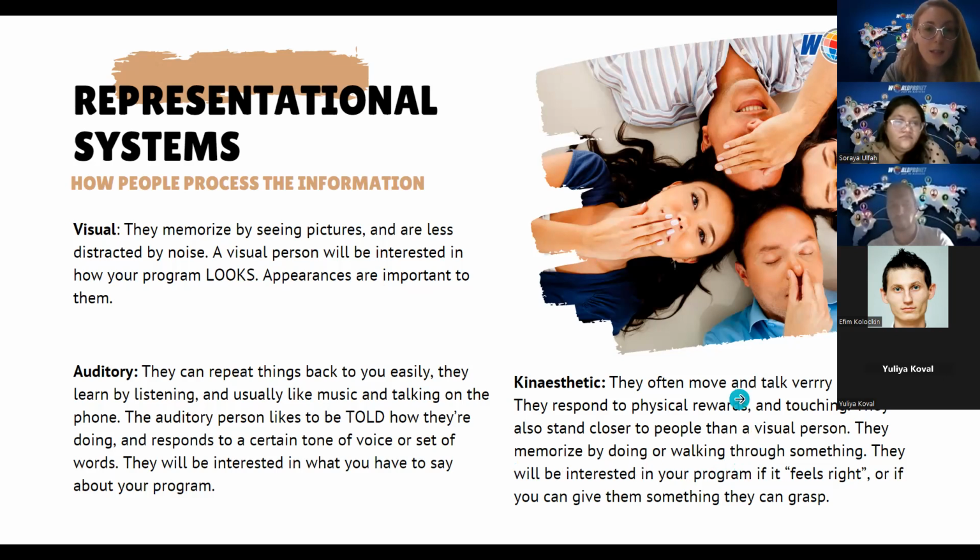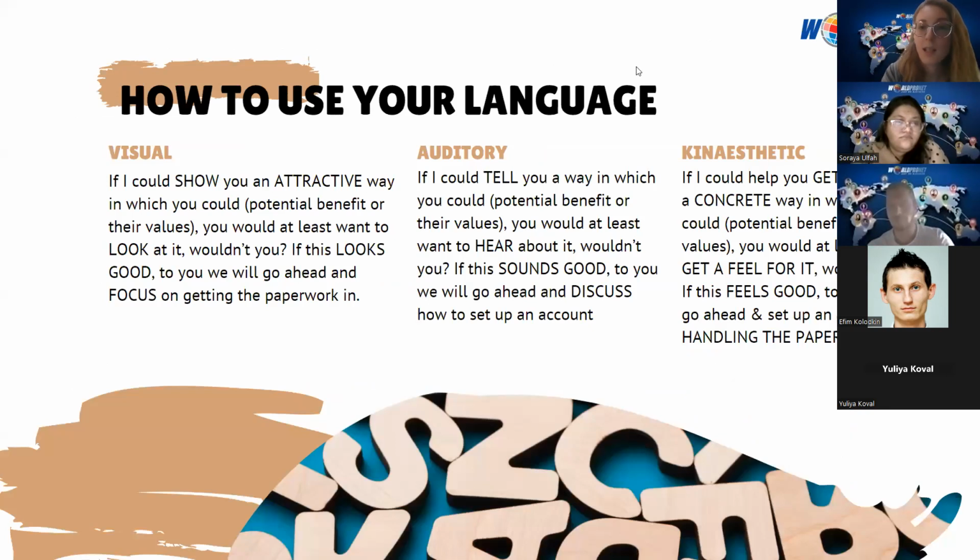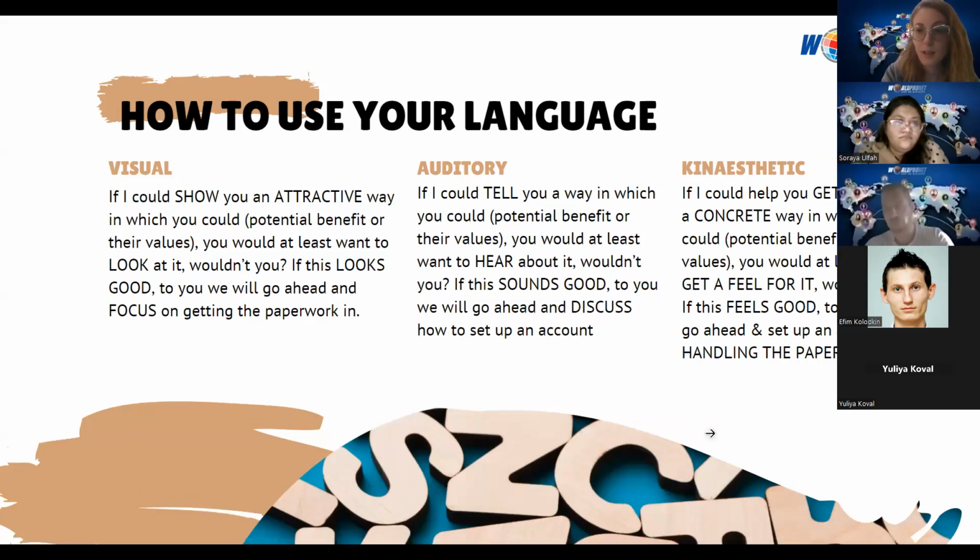So how do you use it in your language? After you understand what kind of representational system the person you are communicating with has, you can express it in your language. So for a visual person, you will say something like this: if I could show you an attractive way in which you could benefit from this product or service, you would at least want to look at it, wouldn't you?